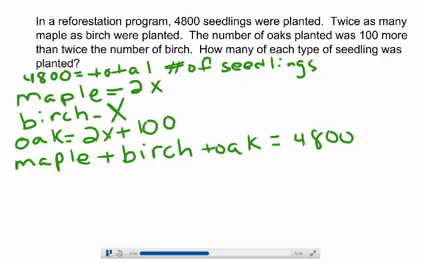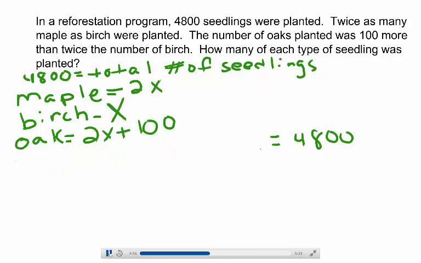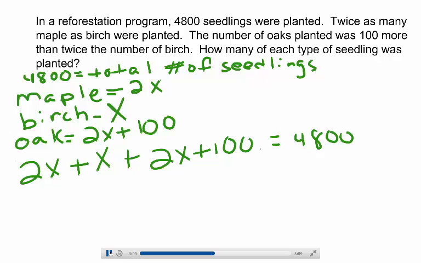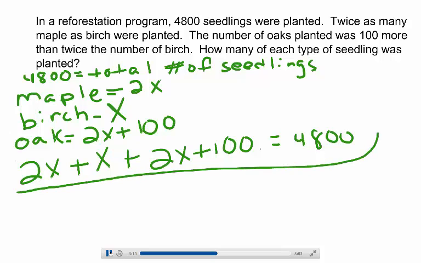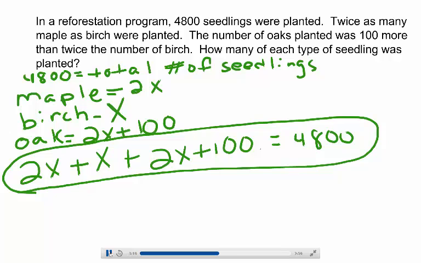Rewriting that as an algebra problem, I have maple, 2x, plus birch, x, plus oak, 2x plus 100, all equal to the total number of seedlings, 4,800. At this point, I've set up my algebraic equation. Now I need to solve it.